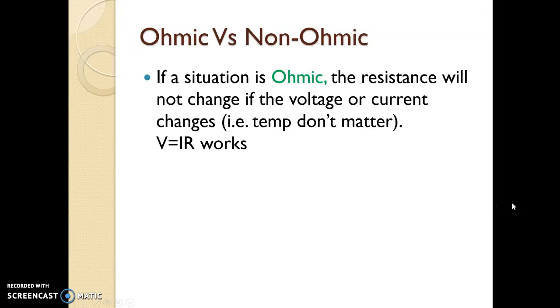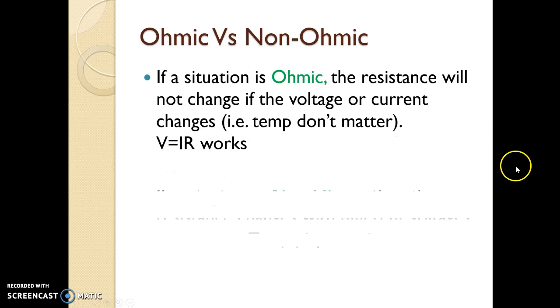So, we got to talk about ohmic versus non-ohmic. If something is ohmic, that means the resistance doesn't change. Which means if you have a wire, it's not going to suddenly get thicker, it's not going to get longer, it's not going to change material. But the one thing that usually does change is temperature. So because of that, we say an ohmic situation is when temperature doesn't play a role.